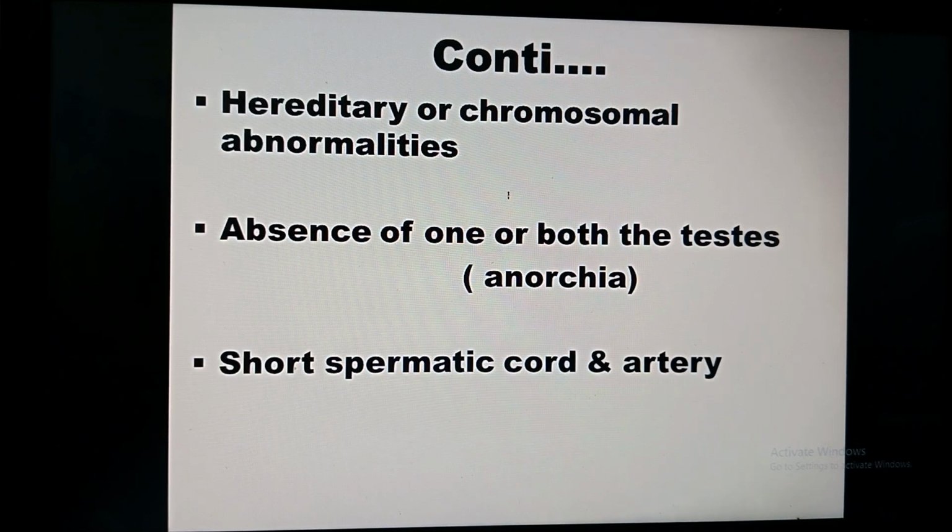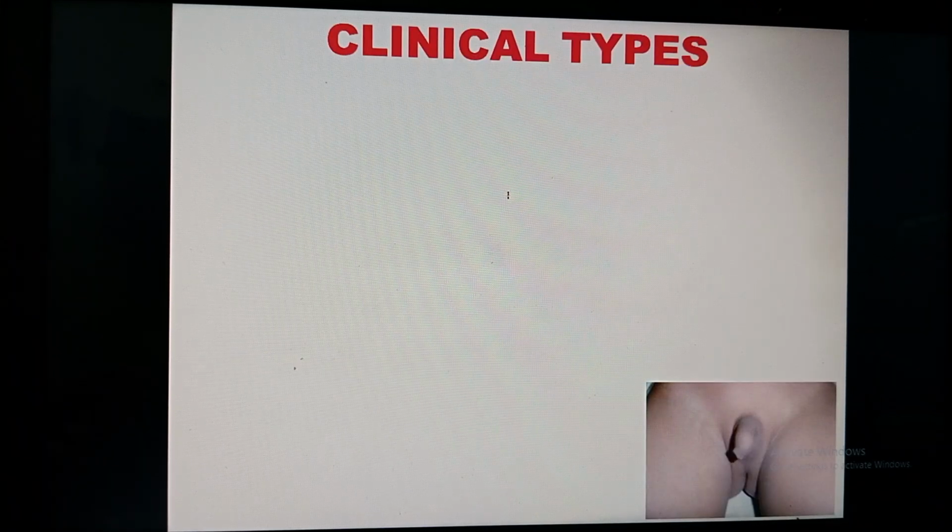Another cause is a short spermatic cord and artery. The normal length of a spermatic cord is 22 mm. It is connected to the testis, so it helps to descend the testis to the scrotum. If the spermatic cord is very short, the testis will descend only half of the inguinal canal and will not reach the scrotum. So these all are the causes for the undescended testes.